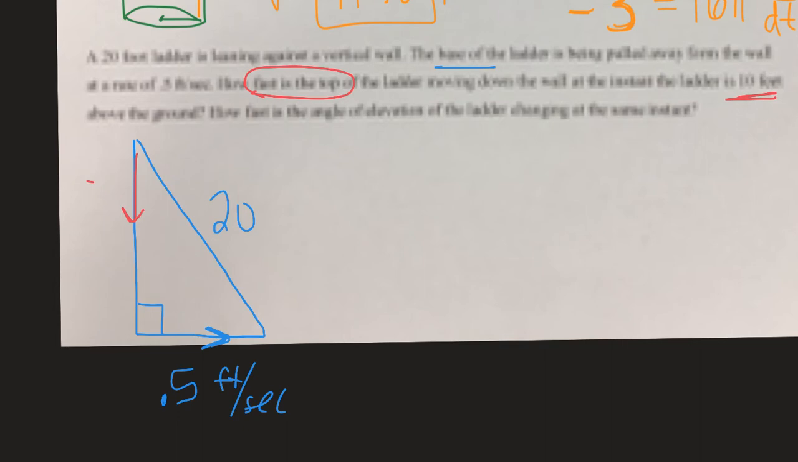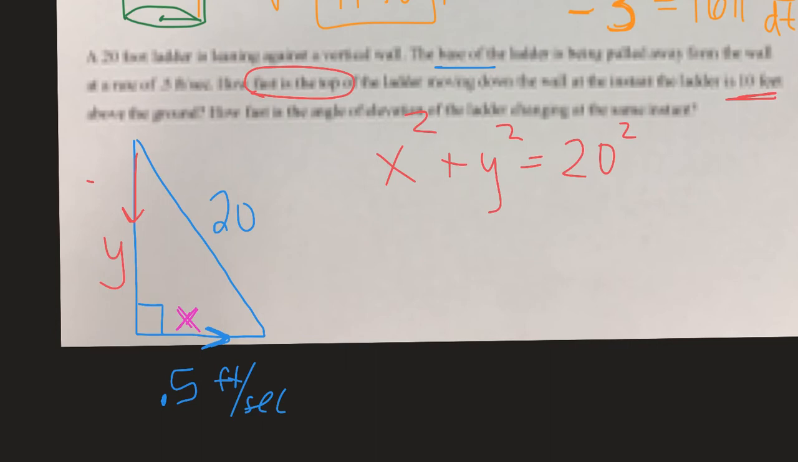Usually if we're looking at the horizontal and the vertical axis, the horizontal is your x-axis. We'll call the horizontal length x, and the vertical length y. So according to Pythagoras, x squared plus y squared equals 20 squared. That's our formula for every right triangle in this case. So let's take the derivative of that.